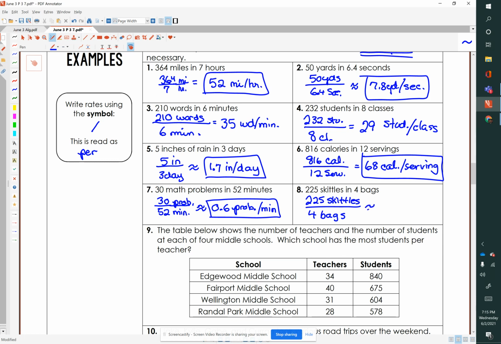So that would be about, now this is kind of silly because you're not going to divide a Skittle into tenths, but they've asked us to do it to tenths, so that would be about 56.3 Skittles per bag.